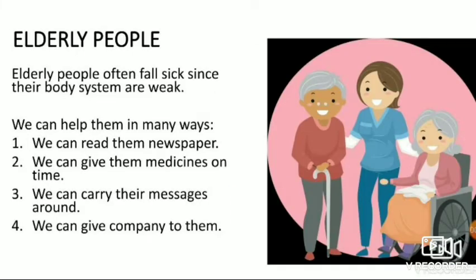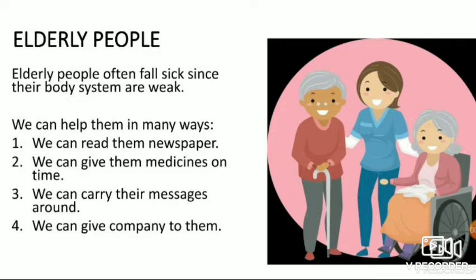Next, we have the elderly people. When people grow old, their body systems become weak. They may fall sick very often, so they need our help. How are we going to help the elderly people? We can help them in many ways.